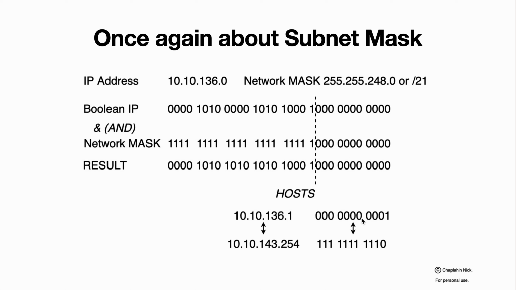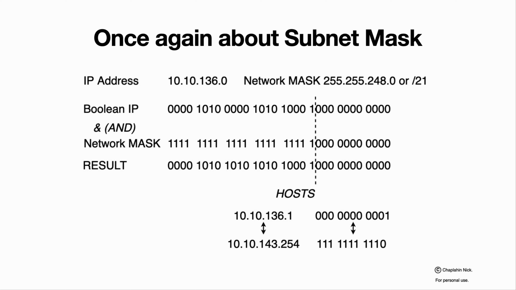The host address range is between those two values, and when we transfer them back to decimal values, we will see that this is between 136.1 and 143.254, because this byte, the third byte of the IP address, is split. Partially it belongs to the subnet, partially it belongs to the host addressing range.